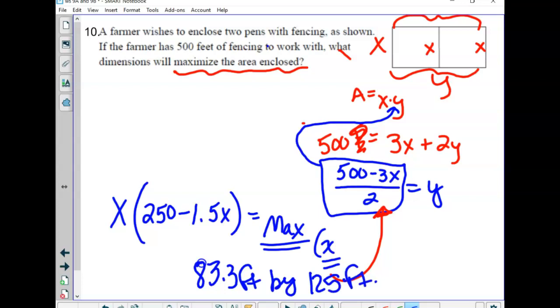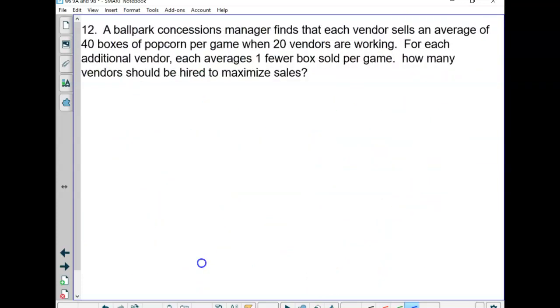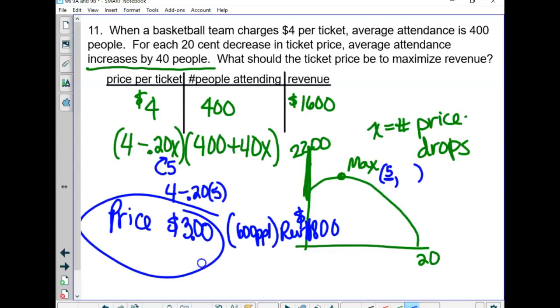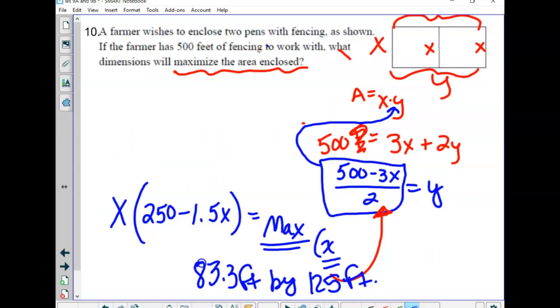Not on the quiz. The one on the quiz is like 11 or 12. How did I get which one? The X or the Y? I graphed it, and the maximum was at 83.3 comma something. I took that X value at the maximum, and I plugged it back in here to find the Y value.